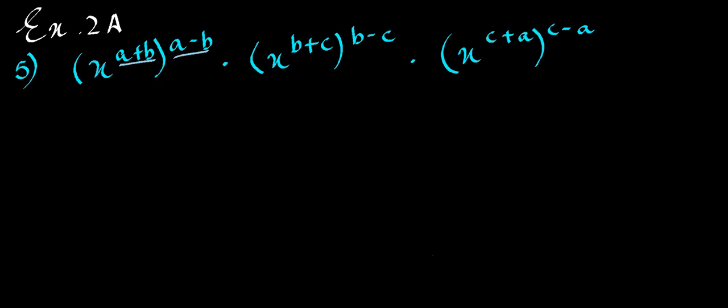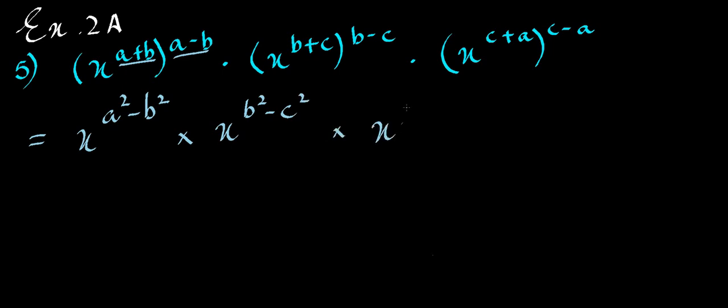Let's continue. Here we say that is equal to x raised to a square minus b square. I hope you understood how we are getting this, multiplied by x raised to b square minus c square, multiplied by x raised to c square minus a square.